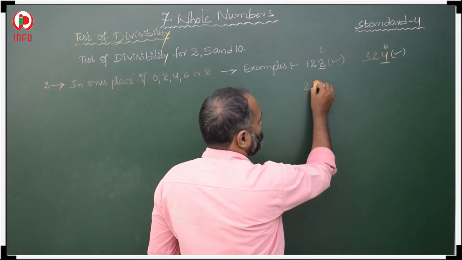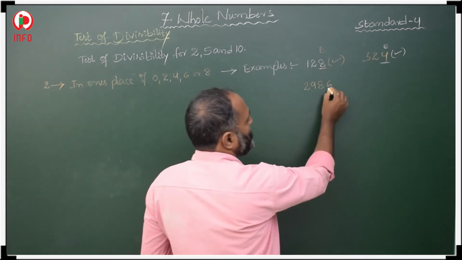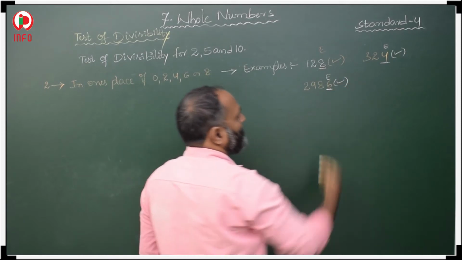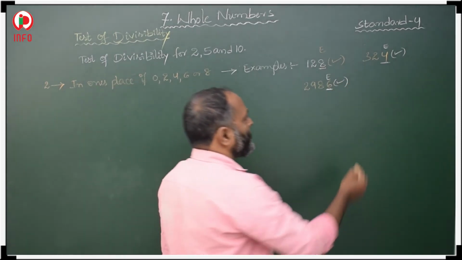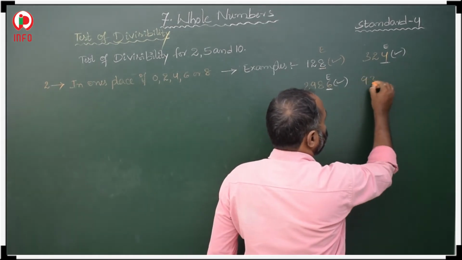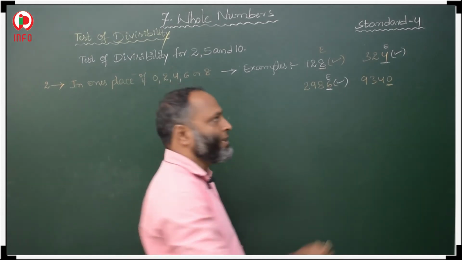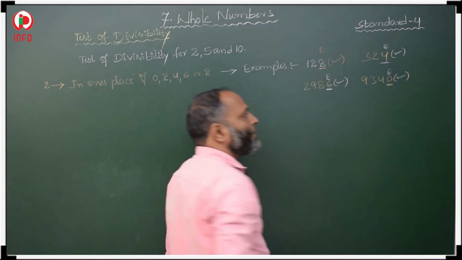So 2986, then what is there in ones place? Ones place 6, it is an even number, so it is divisible by 2. Now 9340. So then what is there in ones place? 0. So it is an even number, so it is divisible by 2.